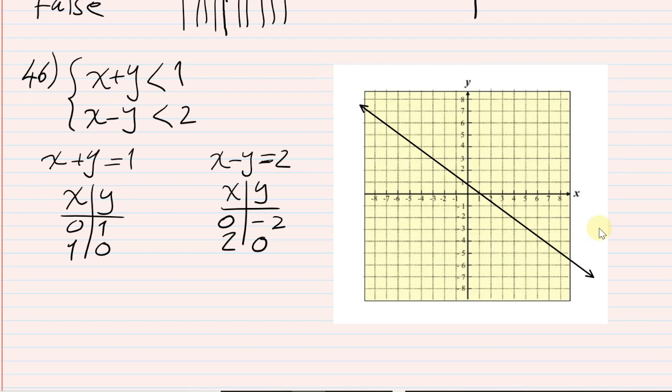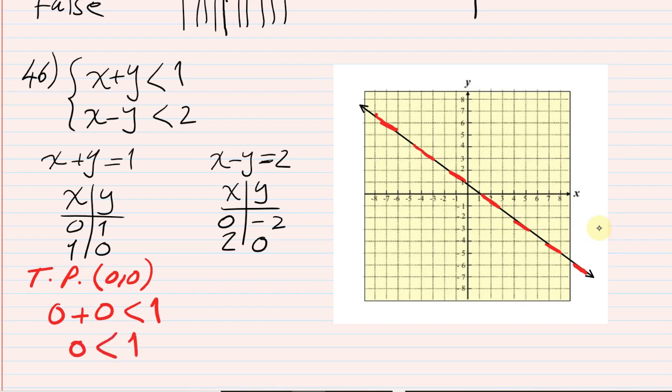This time again, this is going to be a broken line, correct? In fact, both of these lines are going to be dotted, broken lines, because we have less than. With less than and greater than, it's going to be a broken line. Now let's do our test point for our first line. 0, 0, fine. It doesn't go through the origin, so I'm okay to pick it. 0 for x, 0 for y is less than 1. 0 is less than 1. That is true. So we're going to shade below the line.